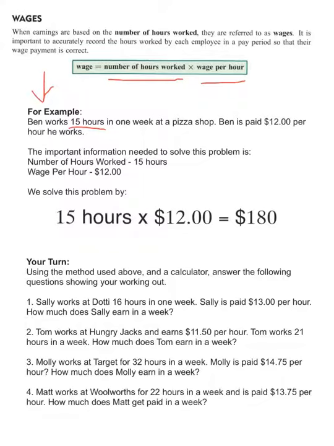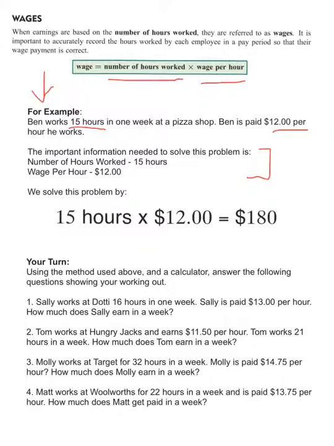Now this is the second part of the important information that we need to find, because the $12 is his wage per hour. So I've written it down here so it's a little bit clearer. The number of hours that Ben has worked is 15 hours and his wage per hour is $12. So they're the two important pieces of information that we need to find.